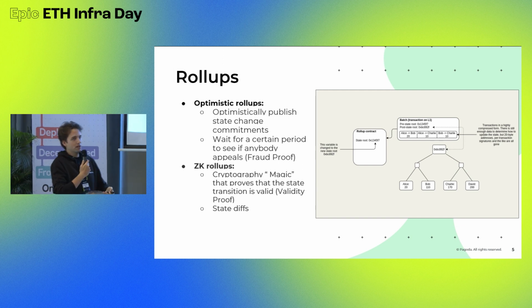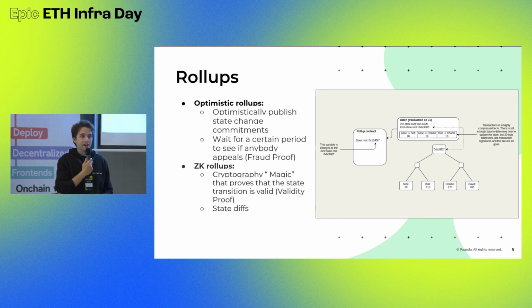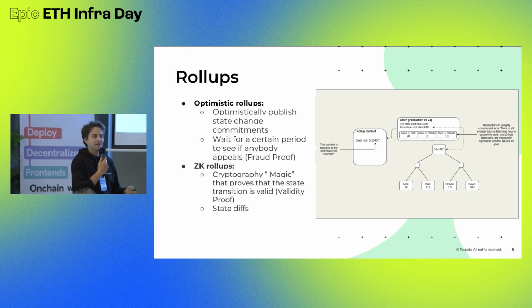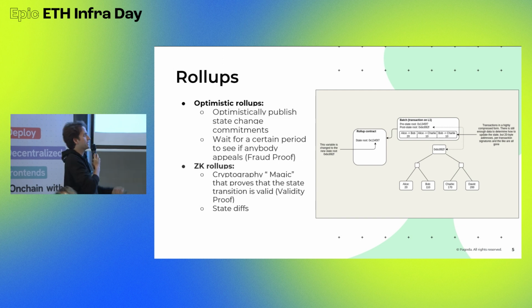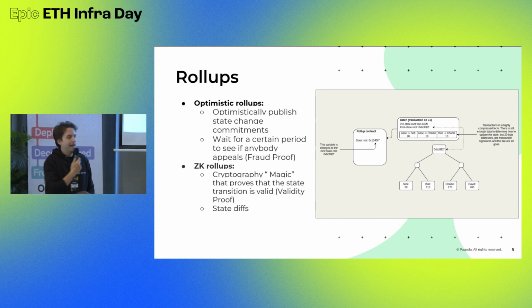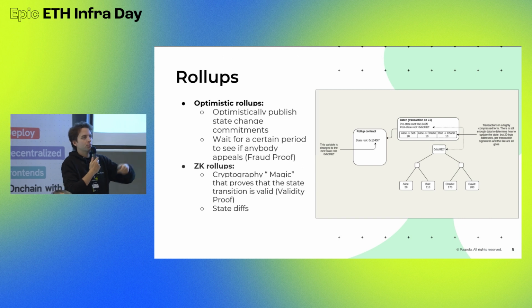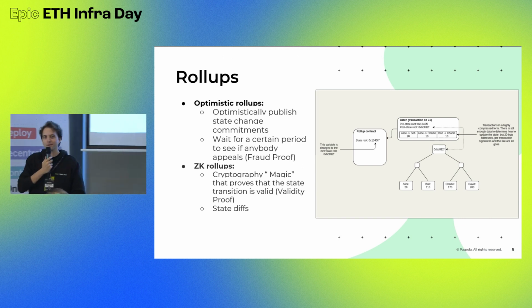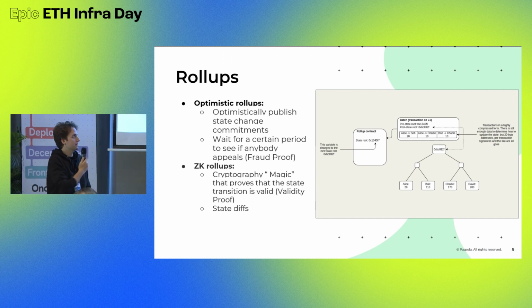The other one is ZK rollups. I call it cryptography magic because I'm not really well versed in it. But at the end of the day, for every transaction execution that you're doing, you provide a validity proof. And then you put the state diffs, if it's zkSync, or the transactions for the other one, and you keep it on the data availability layer.